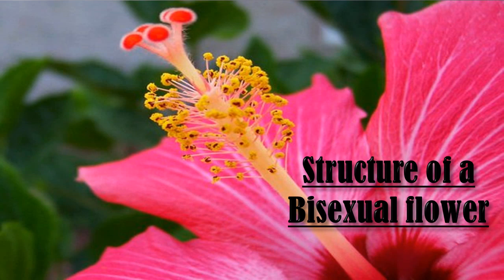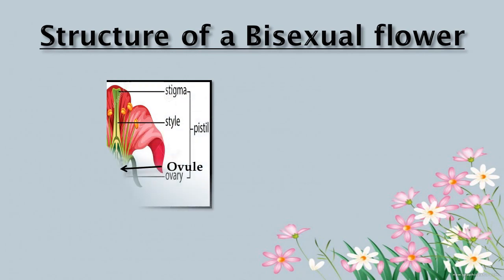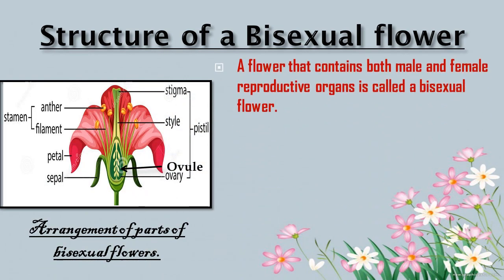So first we will study the structure of a bisexual flower. So student, first of all, what is a bisexual flower? A flower that contains both male and female reproductive organs in one flower is called a bisexual flower. Okay, so alongside you can observe a picture showing the arrangement of the parts of a bisexual flower, as it contains two organs, male and female reproductive organs, in one flower. So this is a bisexual flower.